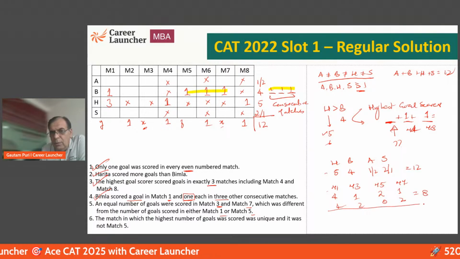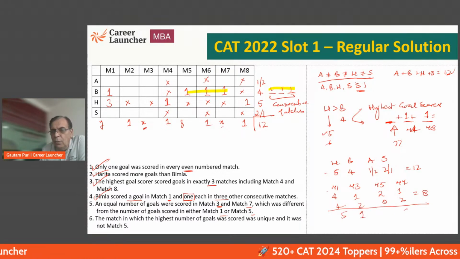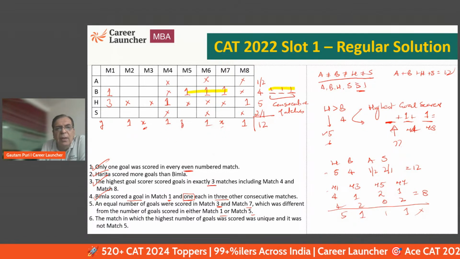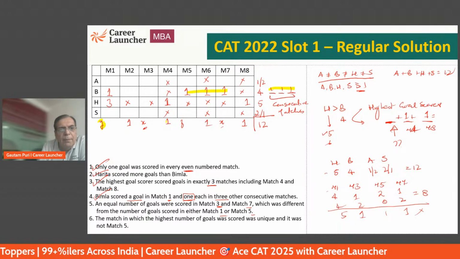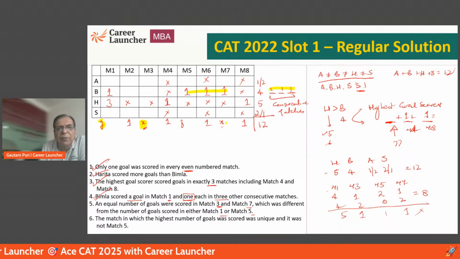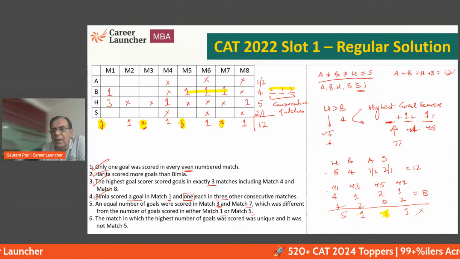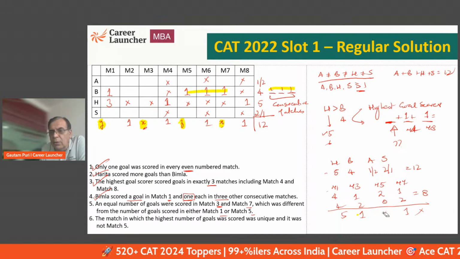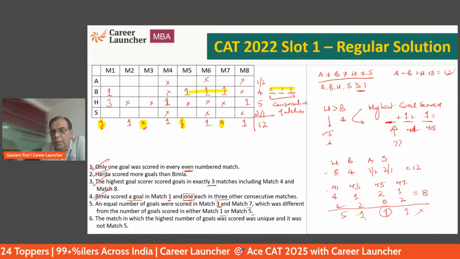What else can we do? Can we do 5, again 1, 1, 1? Not possible. Why? Because as per the question, match 3 and match 7 should be the same, which should be different from match 5 and match 1. Now, what does it mean? This is the same as the other 2. So this case will not work for us, because this is also 1. This number had to be different from 1.